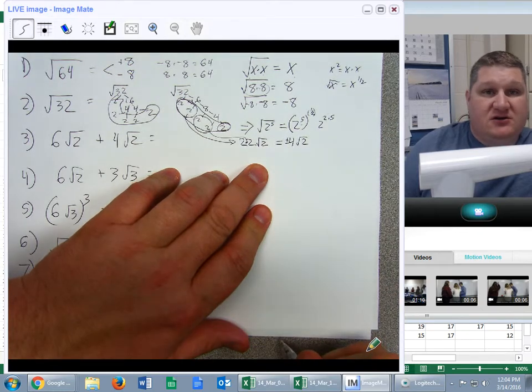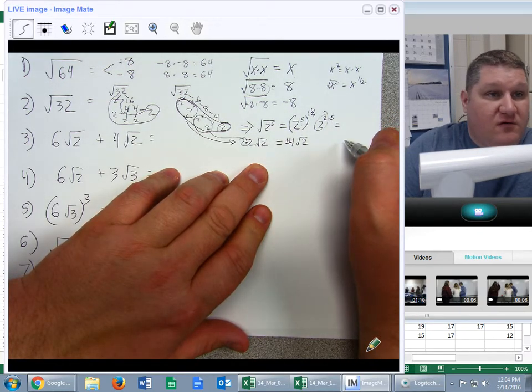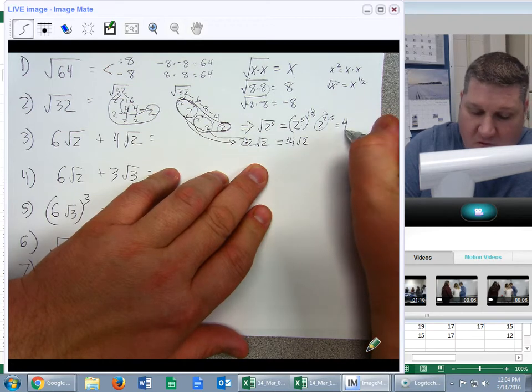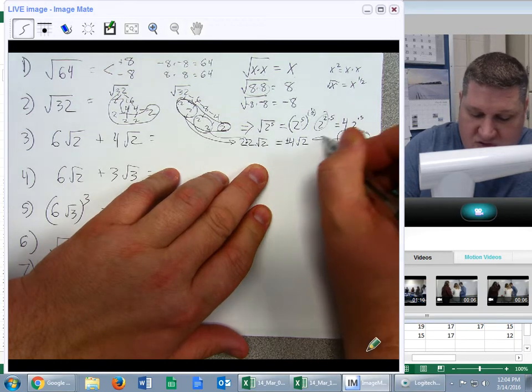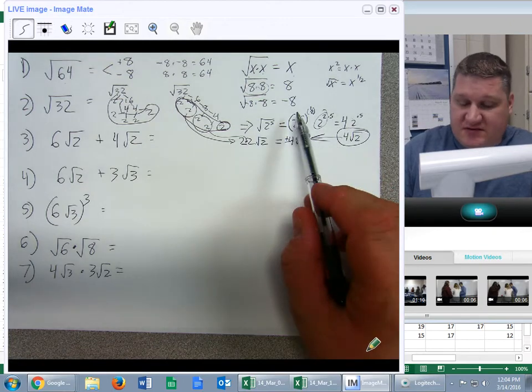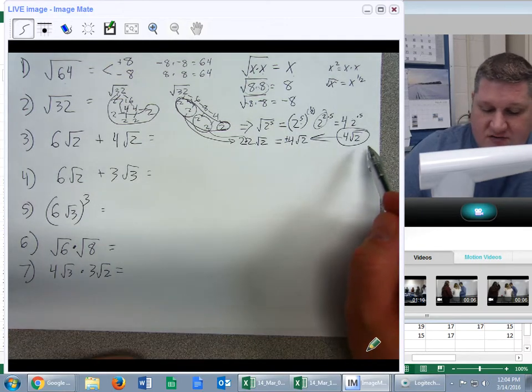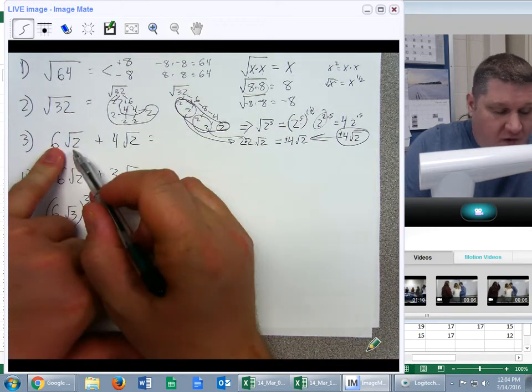I agree with Carson. So that means I got 2 squared out front, 2 whole 2s, which is 4, and a 2 to the 0.5, which is 4 square root of 2. The two numbers match still, don't they? So whether you think about them in terms of exponents or in terms of radicals, you get the same answer.